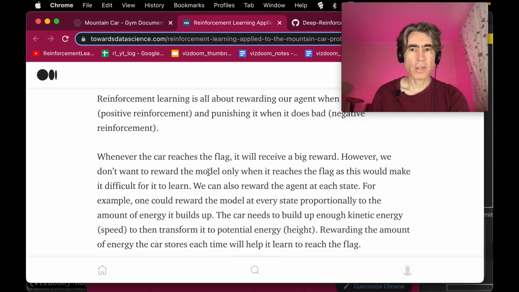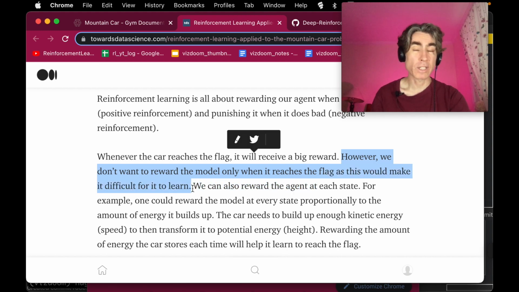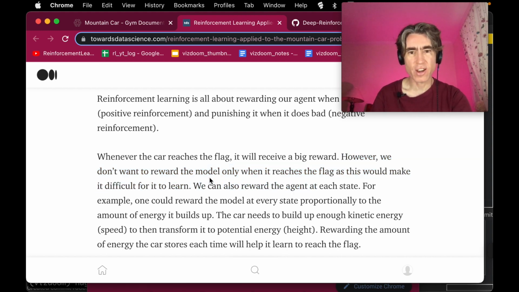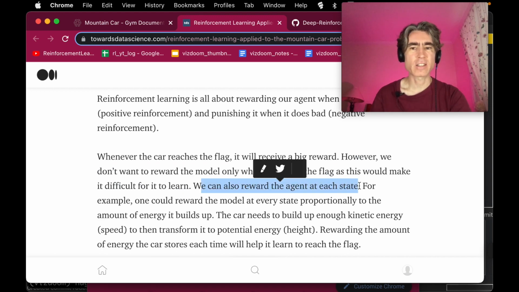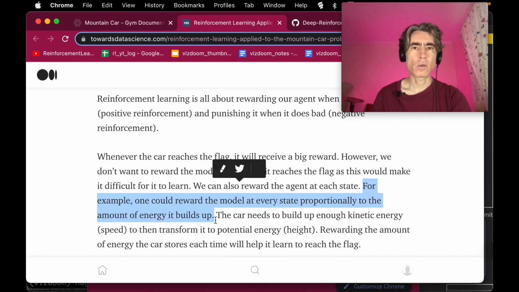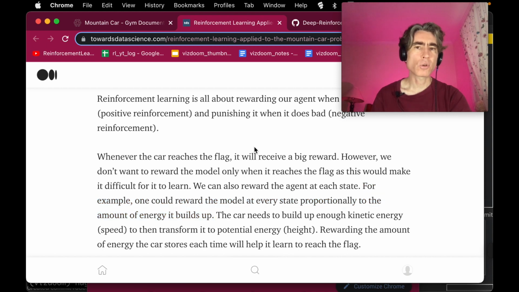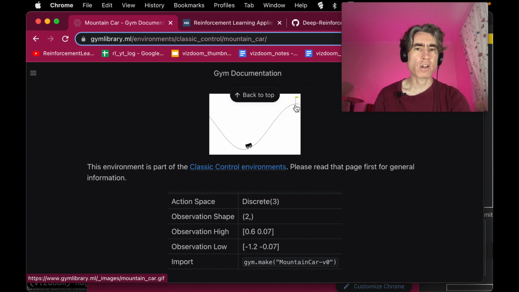All right, and then here's another one. This is another one that's come top of Google, and it says whenever the agent reaches the flag, it will receive a big reward. However, we don't want to reward the model only when it reaches the flag, as this would make it difficult for it to learn. Well, yeah, it will make it difficult for it to learn. Agreed. We can also reward the agent each state. So they are also doing reward shaping, right? So when we look at other people solving this, if they're using reward shaping, it's a significantly easier problem because they don't have to deal with the challenge of only being rewarded here.